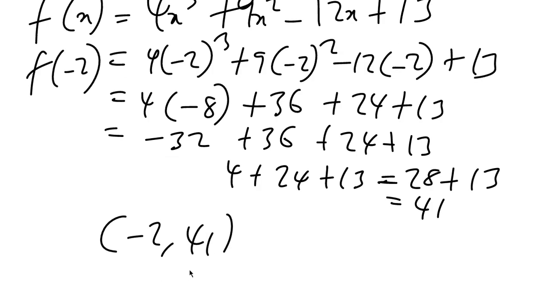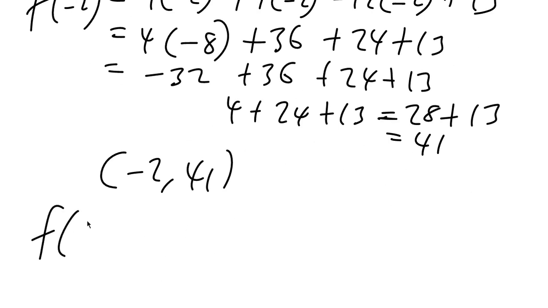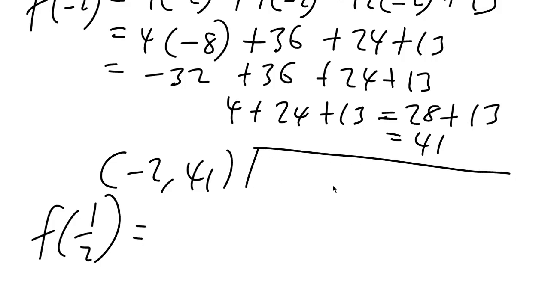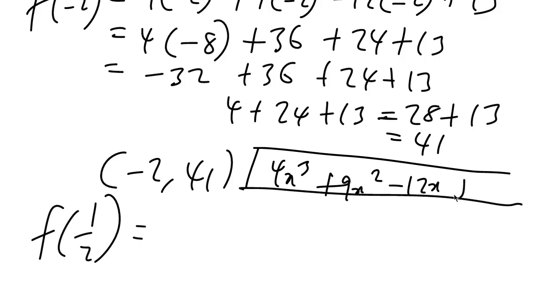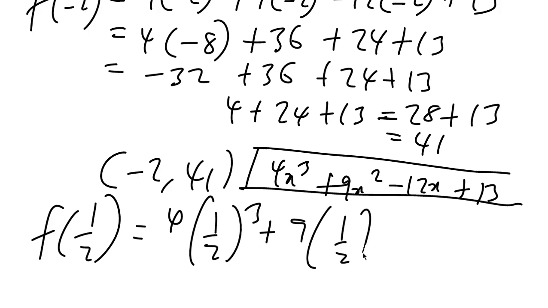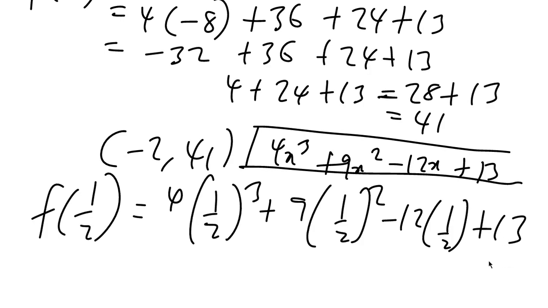Mark that. And then at f, what was the other critical point? We got f of half, right? So if you substitute f of half in the original function, which is 4x cubed plus 9x squared minus 12x plus 13, what are we going to have? 4 into half to the power 3 plus 9 into half squared minus 12 into half plus 13.